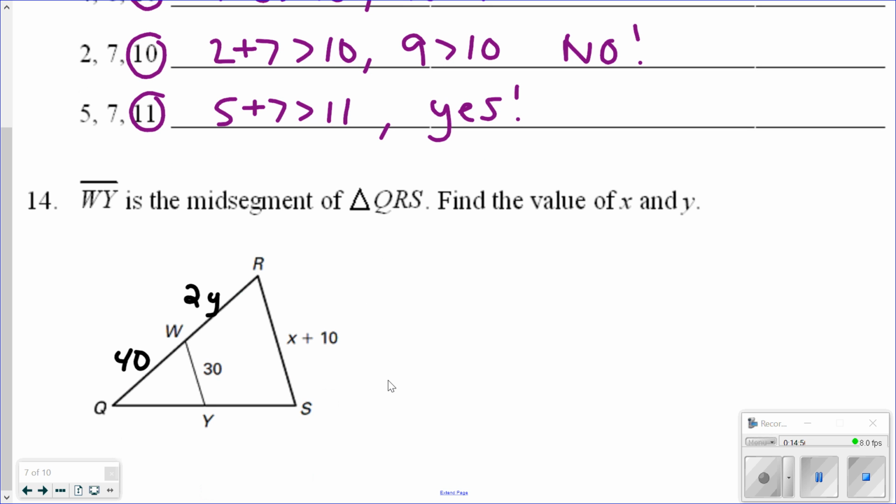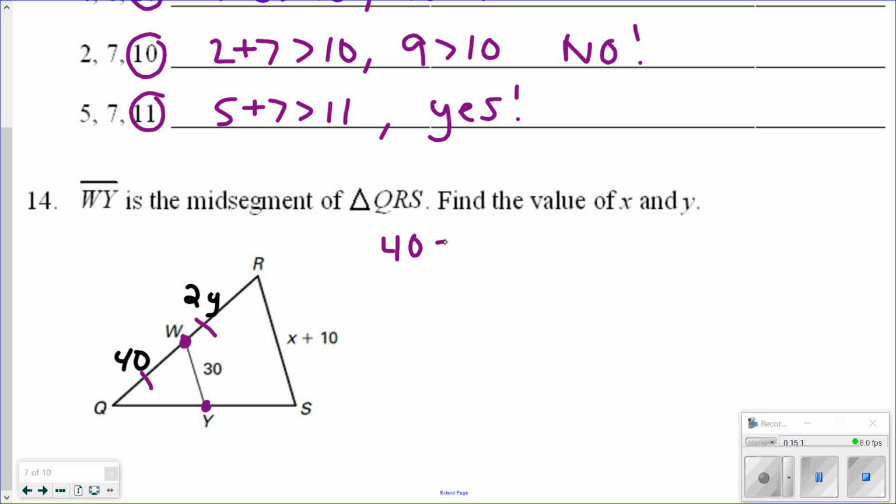Here's another midsegment question. WY is the midsegment of triangle QRS. Find the value of x and y. All right, so we know that W is a midpoint and Y is a midpoint because WY is a midsegment. So that means that these two segments are congruent. So I'm going to set those equal to each other.